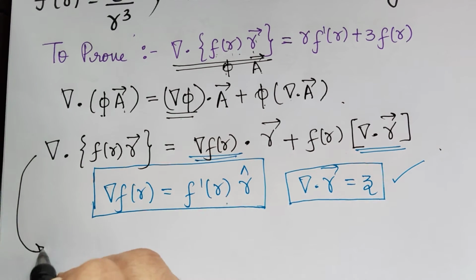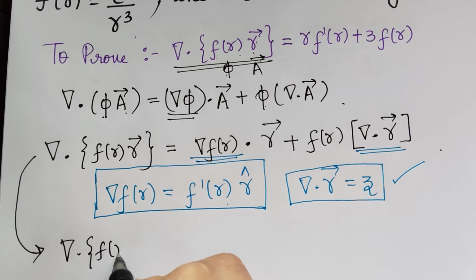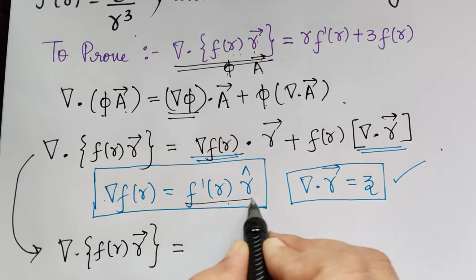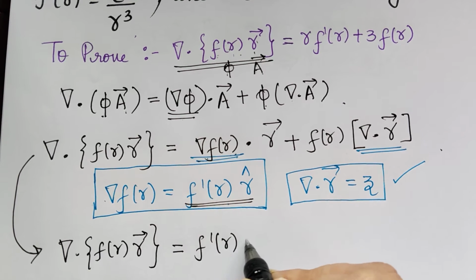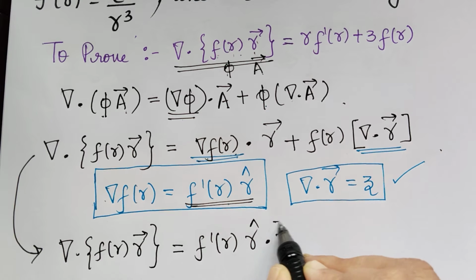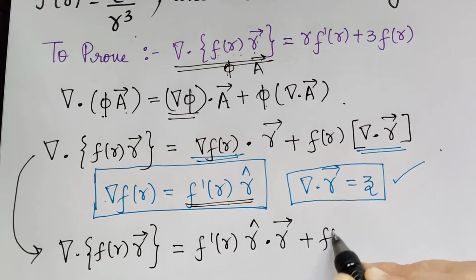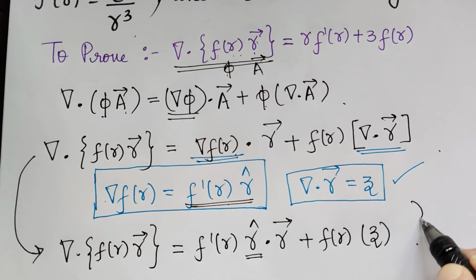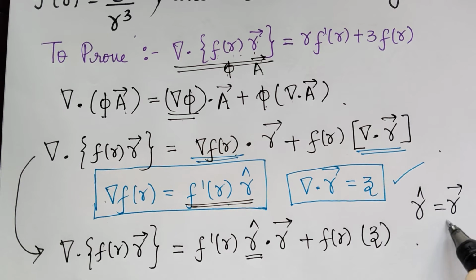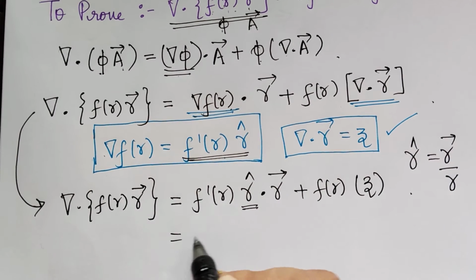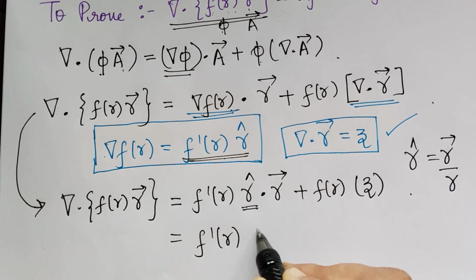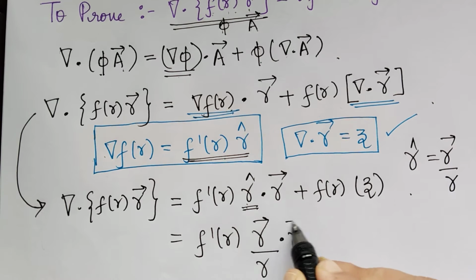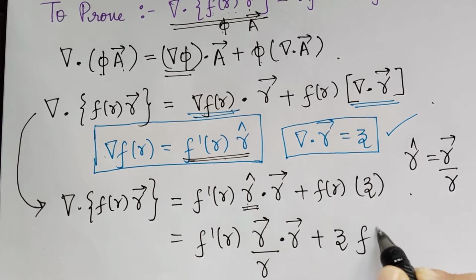So when we apply, this becomes del dot f of r multiplied with r vector to be equal to, now instead of del f of r, we will be writing f dash of r multiplied with r cap dot product with r vector plus f of r multiplied with, this value is 3. Now we know that r cap is equal to r vector divided by r. So when we substitute that, we get f dash of r, now instead of r cap, we can write it as r vector divided by r, and then dot product with r vector plus 3 multiplied with f of r.